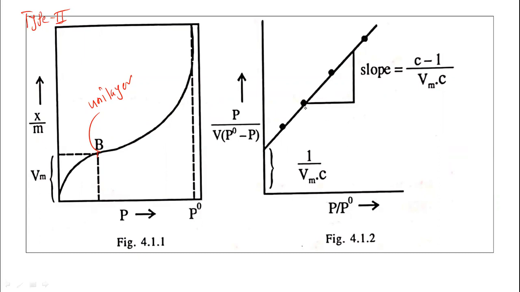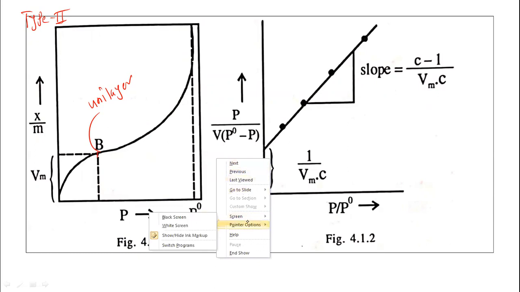See now, if we plot the graph of P upon V into (P0 minus P) against P upon P0, then the intercept will be equal to 1 upon Vm into C and the slope will be equal to (C minus 1) divided by Vm into C. So on the basis of this, now let us do some addition.